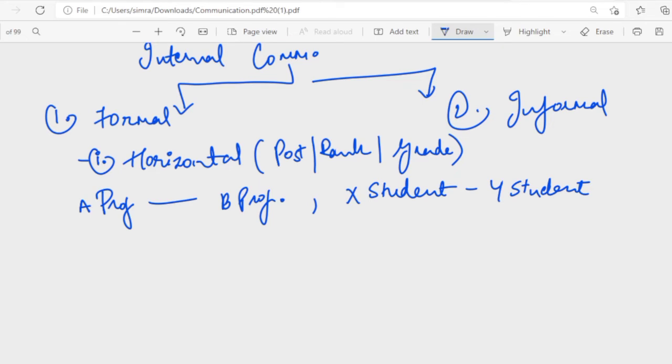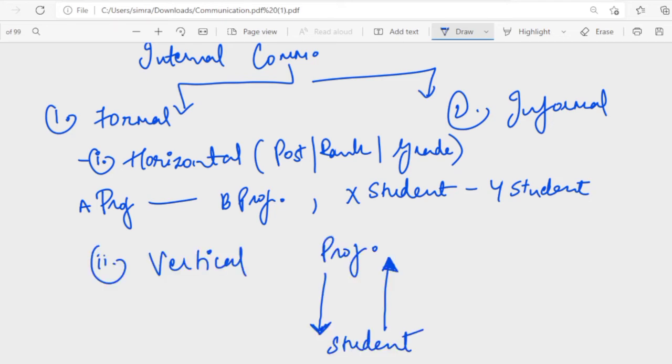So whenever a professor is communicating with a student, that is known as vertical. Whenever a student is communicating with the professor, that is also known as vertical. Or a manager is talking to an employee, it is vertical. When an employee is talking to his or her manager, that is vertical. So in vertical, how is the flow?